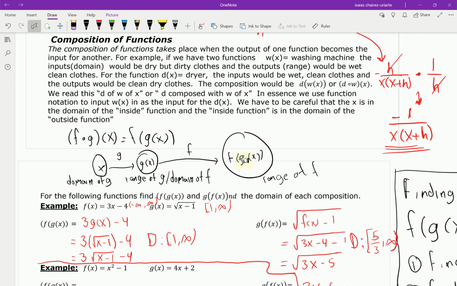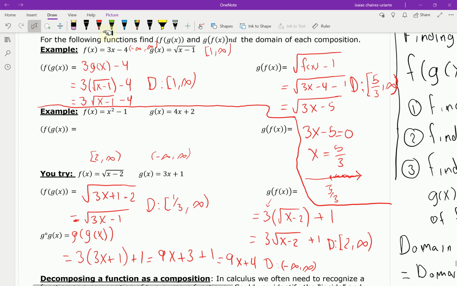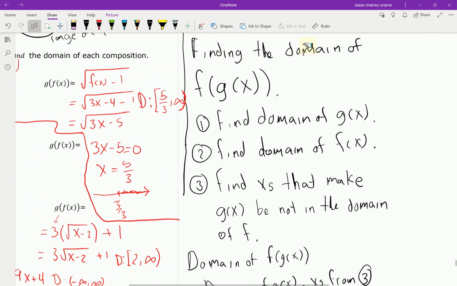All right, so let's do some composition of functions here. For these examples, what you want to do is find f of g of x and g of f of x, and also find the domain of each composition. You've got to find the domain of the composition, and finding the domain of a composition of functions can be sort of tricky. So I put some little guidelines over here to help you figure out the domain of a composition. Suppose I wanted to find the domain of f of g of x.